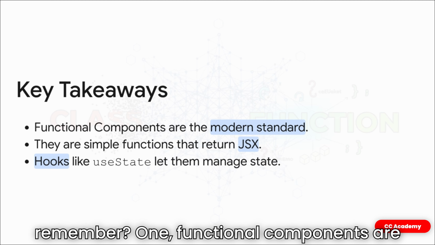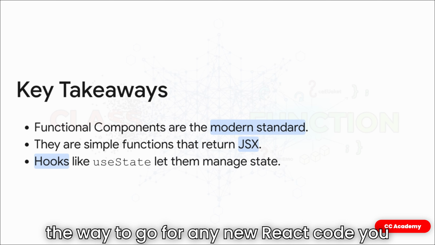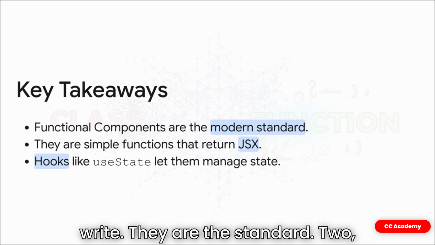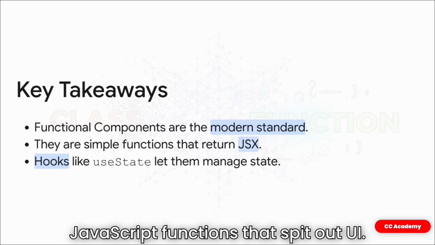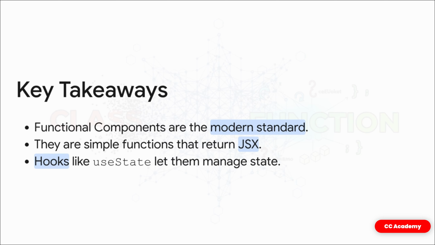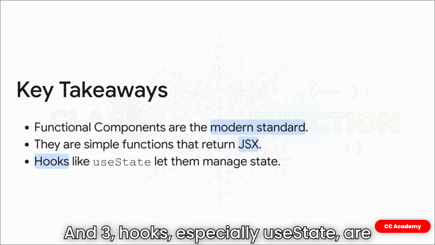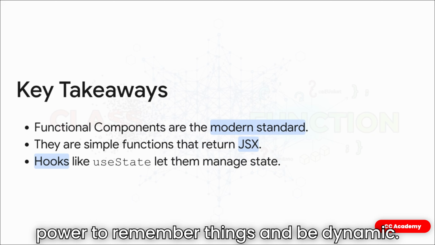1. Functional components are the way to go for any new React code you write. They are the standard. 2. They're not scary. They're just JavaScript functions that spit out UI. And 3. Hooks, especially useState, are the secret sauce that gives them the power to remember things and be dynamic.